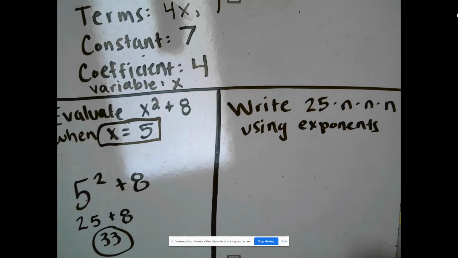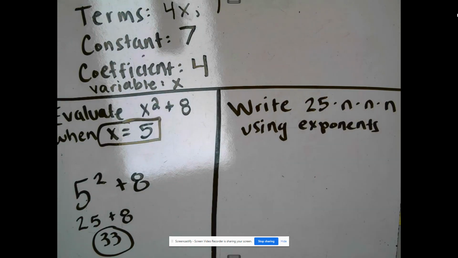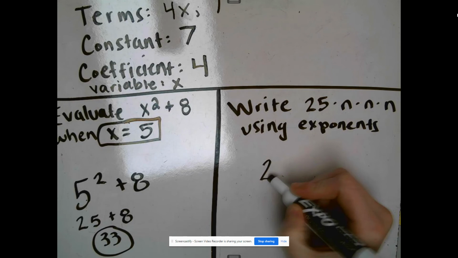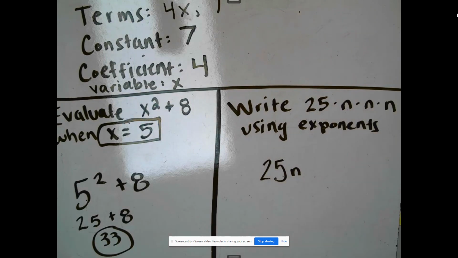And then the last one says write 25 times n times n times n using exponents. Well, I'm going to keep my 25, and then I have n. Well, how many times am I multiplying n? I'm multiplying it 3 times. Notice that I didn't put anything between the 25 and n because when we just have a number backed up to a variable, or a variable backed up to a number, that just means multiplication.